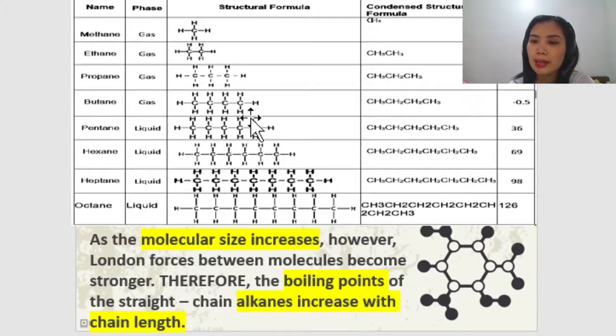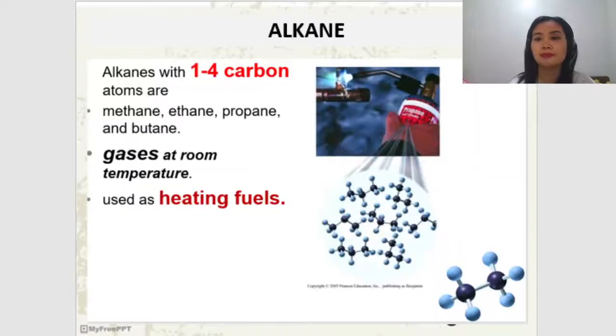Meaning to say, as the number of carbons increases, the chain length increases. So what do you observe from the boiling point? It also increases. Boiling points increase with chain length. Now, alkanes with 1 to 4 carbons are gases at room temperature. They are used as heating fuels.